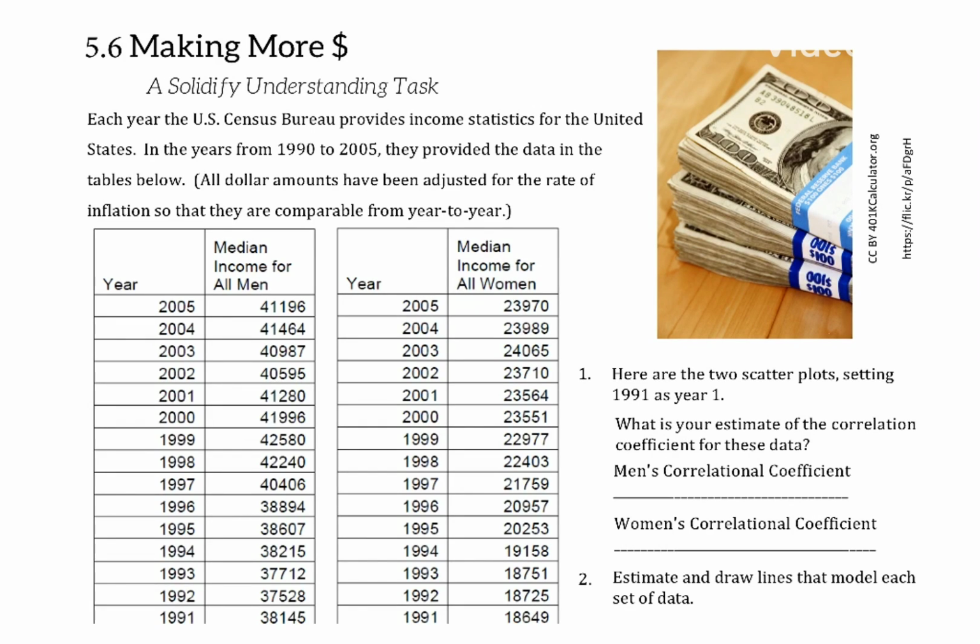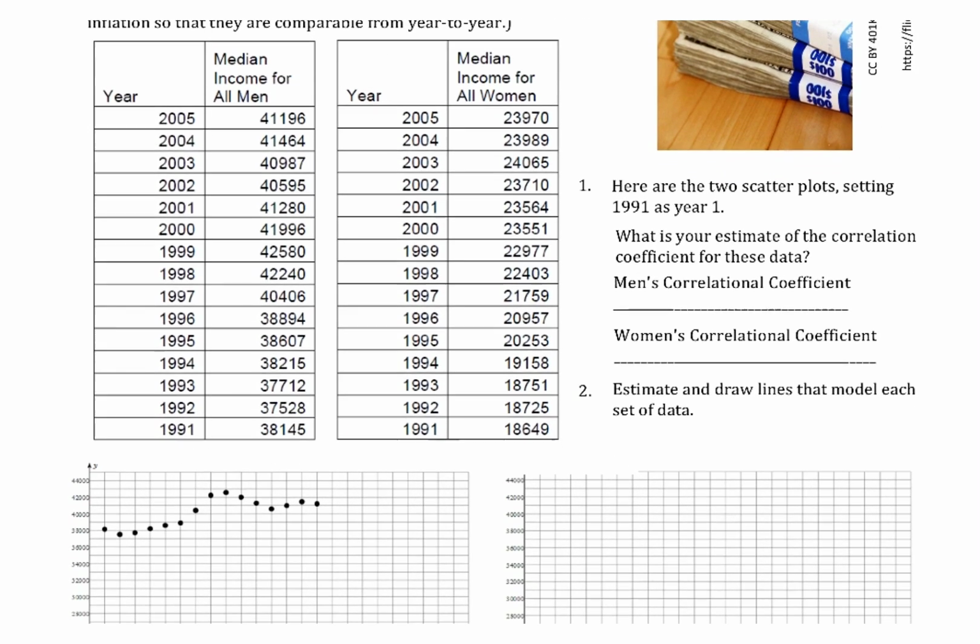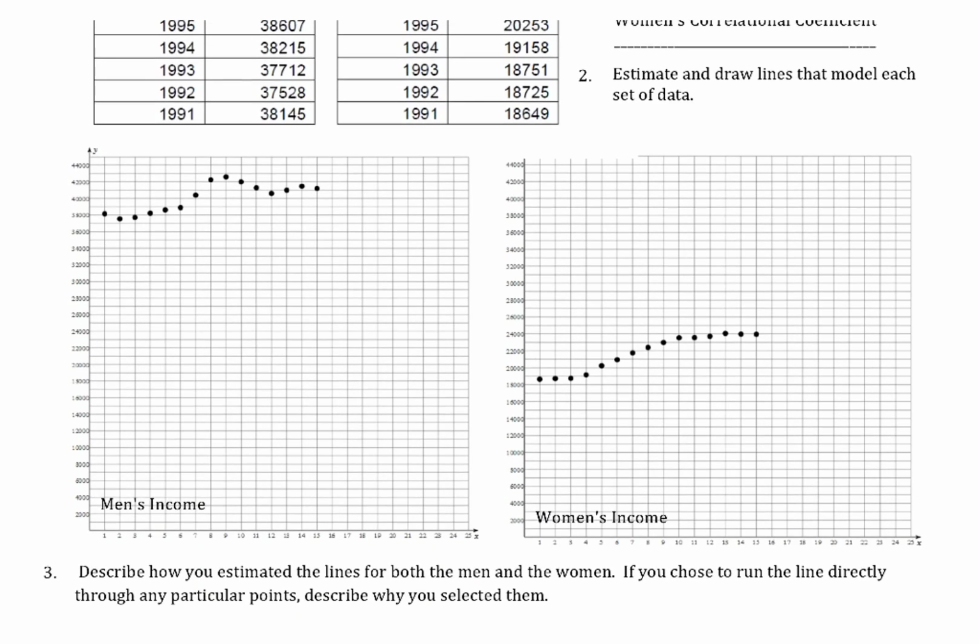All right, here's the in-class activity we did. Each year, the U.S. Census Bureau provides income statistics for the United States. In the years from 1990 to 2005, they provided the data in the tables below. So we've got the tables there, and below them, we also have the graphs.